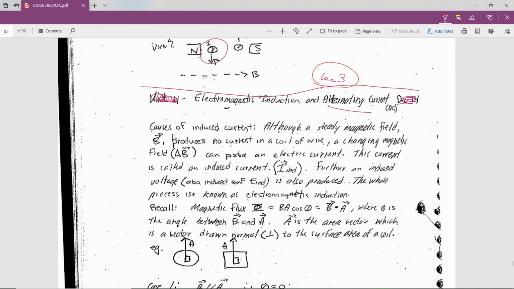So let's read along here in our book, and now I'm looking at the booklet, and this is page 55. Okay, so how do we get an induced voltage and induced current?